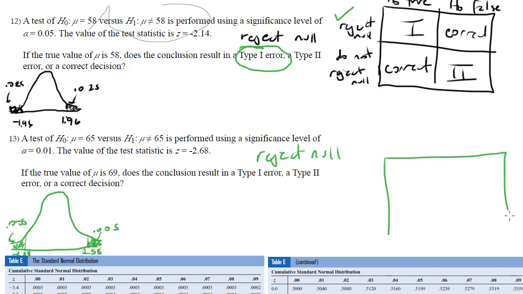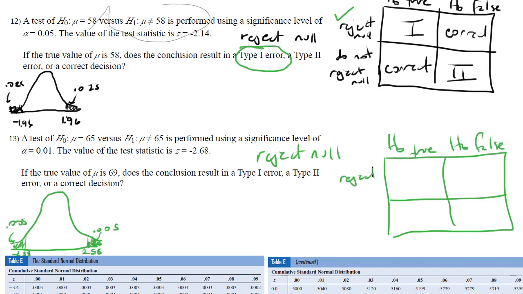Let's make a little table here, see what actually happened. H0 could be true or false. You reject H0. Do not reject H0. I didn't say accept H0, right? But do not reject it. Type 1 error, type 2 error. Here you're correct. Here you're correct.